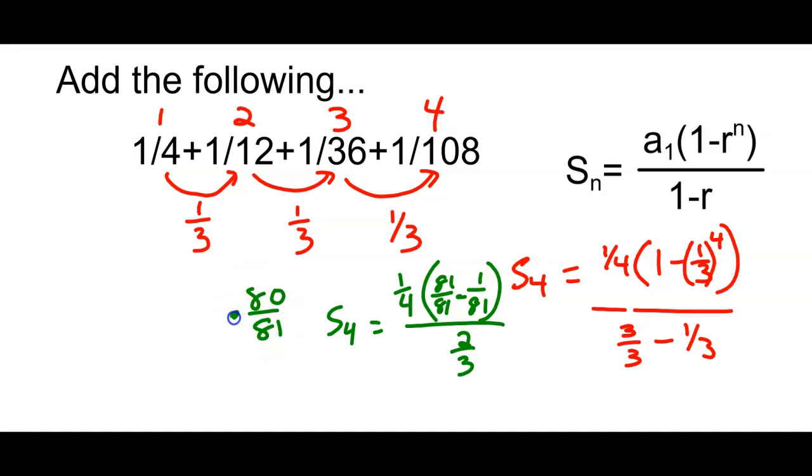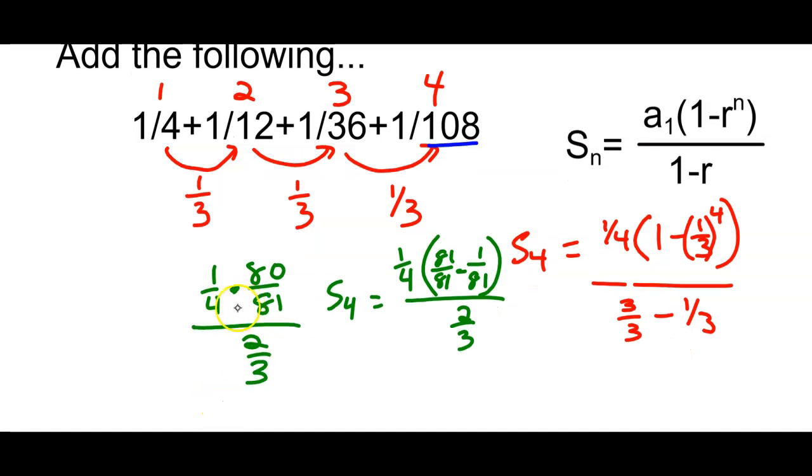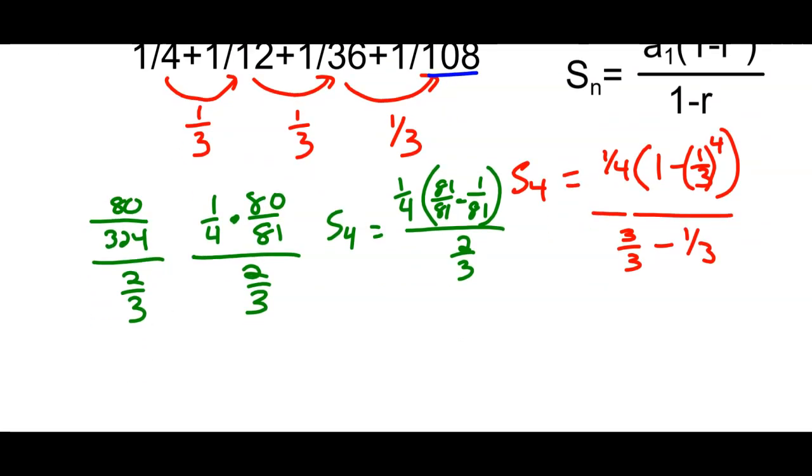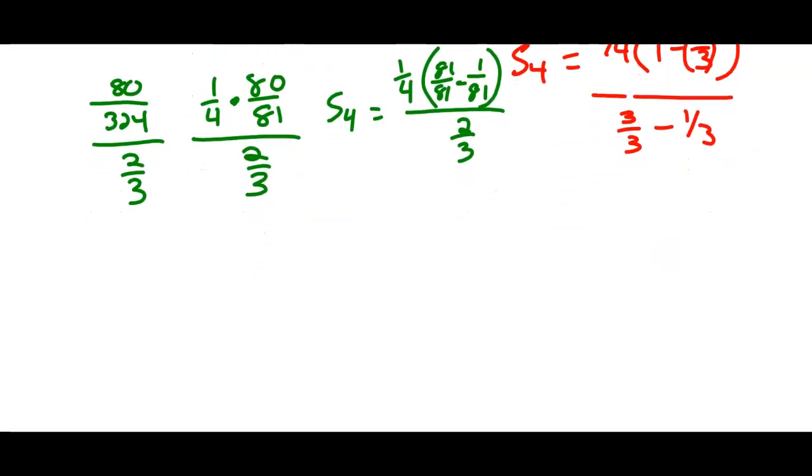And we're multiplying that by 1/4, and then dividing all that by 2/3. And then 4 times 81 is going to be 324. And 1 times 80 is 80. And all this is going to be over 2/3. And then we're going to keep it, switch to multiplication, and then flip this. And let's see, is this divisible by 3? Could I cancel something out?